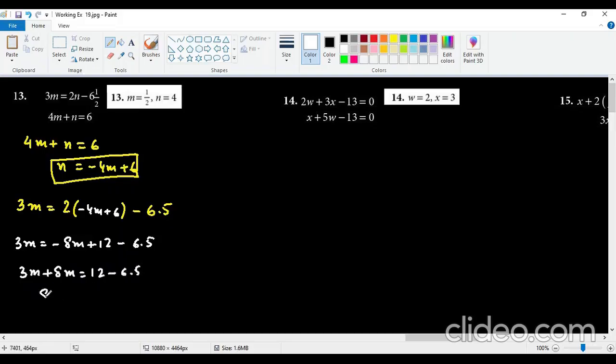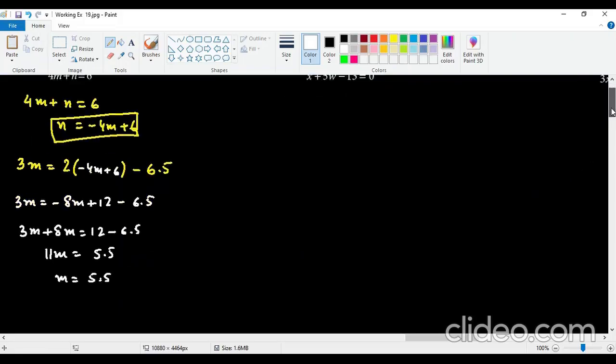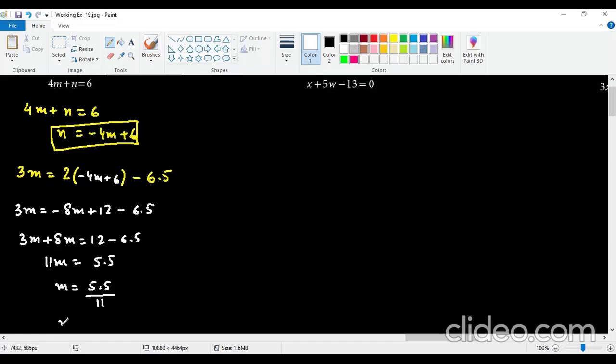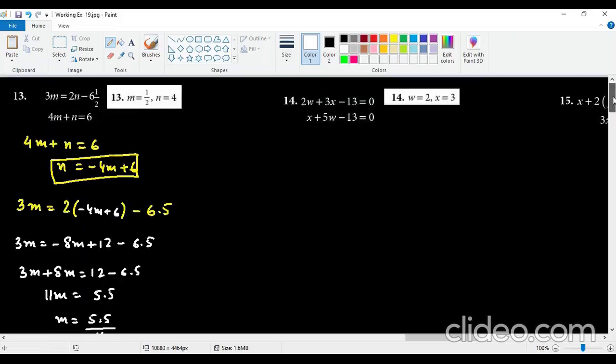So this is going to give us 11m equals 12 minus 6.5, which is 5.5, and m will be equal to 5.5 divided by 11. So it's going to give us m equals 1 over 2. And I can see in the answer the value of m is 1 over 2. Now I will use this rule, n equals minus 4 times 0.5 plus 6, so n equals negative 2 plus 6, so n will be equal to 4.